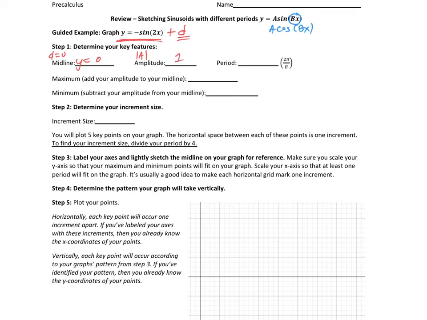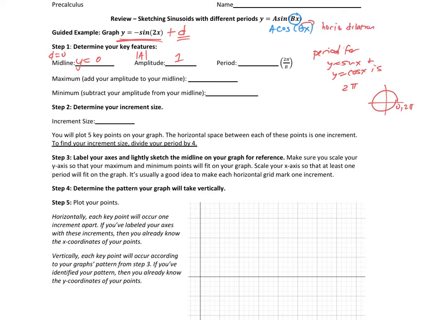And for the period, what we need to remember is the period for the parent functions: the period for y equals sine x and y equals cosine x is 2 pi. That makes sense, right? On the unit circle, it takes 2 pi radians to go around and complete one cycle, which means for our parent functions, sine x and cosine x, the period is 2 pi. So what happens when we have a horizontal stretch or shrink? That's what this b value does. It's going to give us a horizontal dilation.